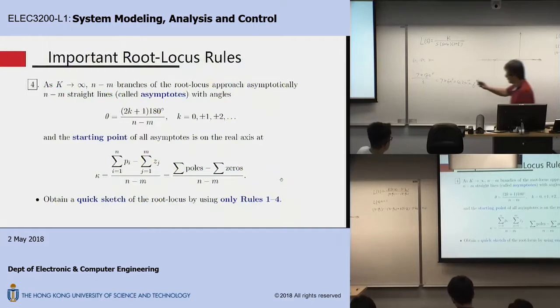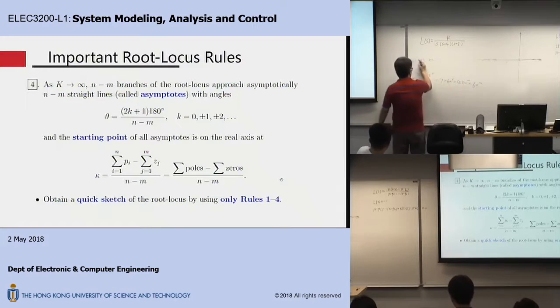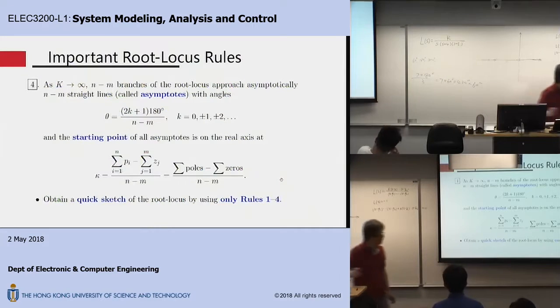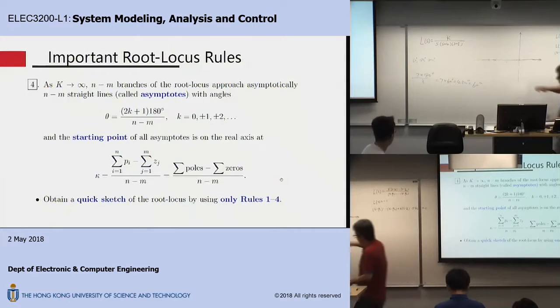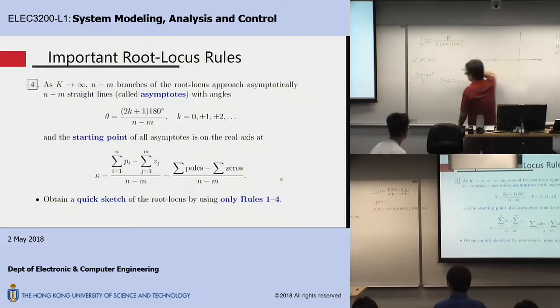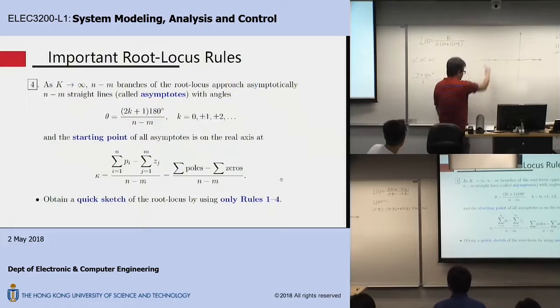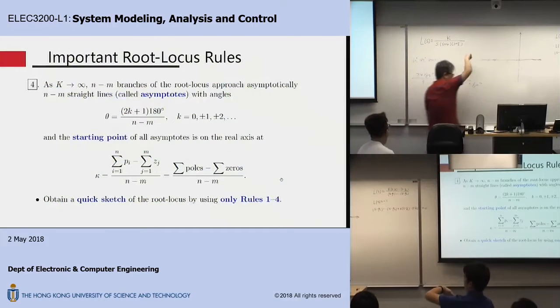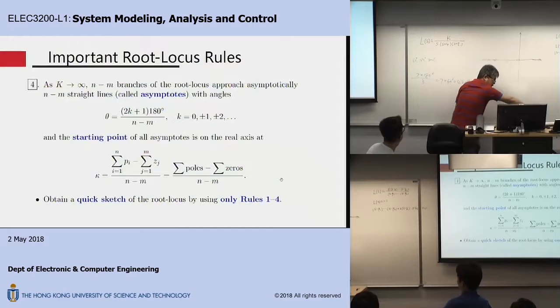Okay, now I've got these three angles. Three angles means I will have three asymptotes. One goes at 60 degrees that way. One goes at 180 degrees this way. The third one goes at minus 60 degrees this way. Okay.